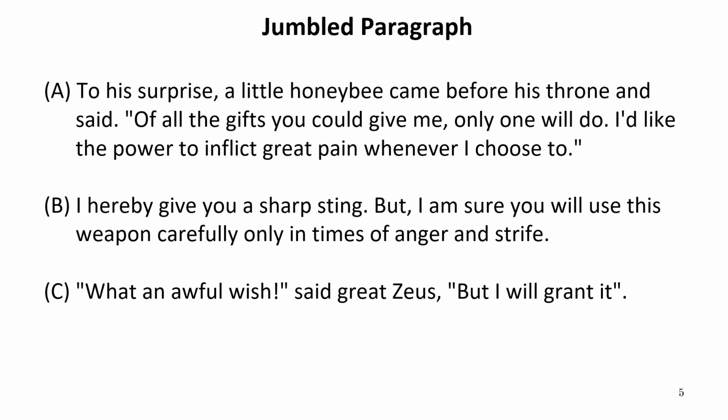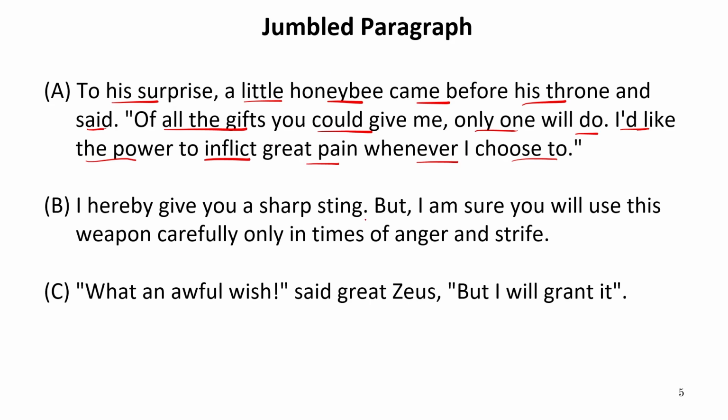First, we'll have the first paragraph over here. Now let us read the sentences of the passage one by one. The first sentence is, to his surprise, a little honeybee came before his throne and said, of all the gifts you could give me, only one will do. I would like the power to inflict great pain whenever I choose to. So this is the first sentence and it has been said by a honeybee.